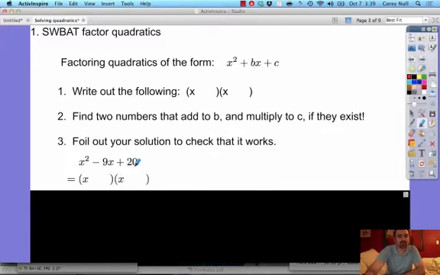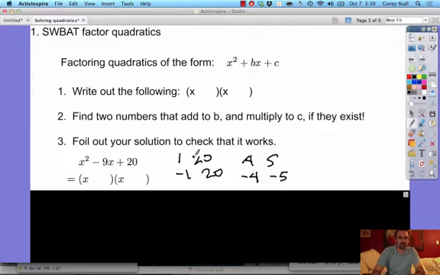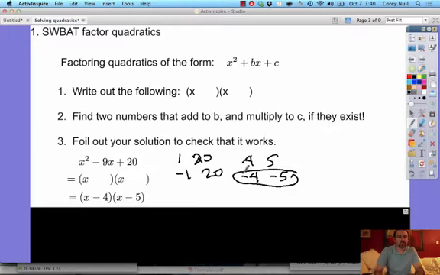Well, there's only so many numbers that can multiply to 20. What are our options? I've got 1 and 20. I've got negative 1 and negative 20. I've got 4 and 5, and I've got negative 4 and negative 5. So all I have to do is look at my factors. These are the only four sets of numbers that can do that. Which two of these add to negative 9? These two do. Okay.